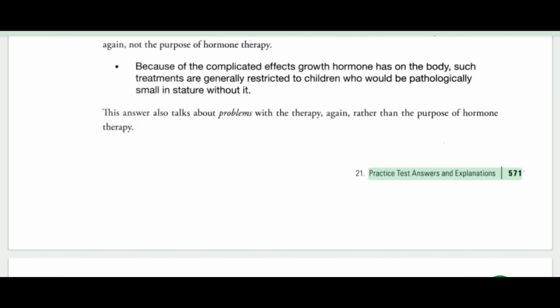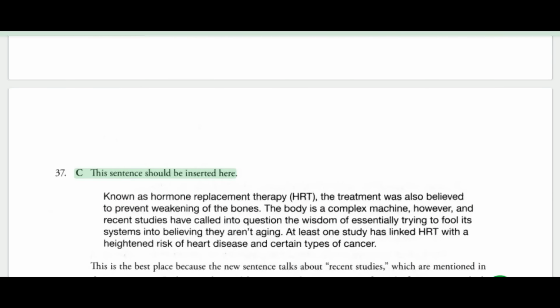37. Practice test answers and explanations. See where this sentence should be inserted.